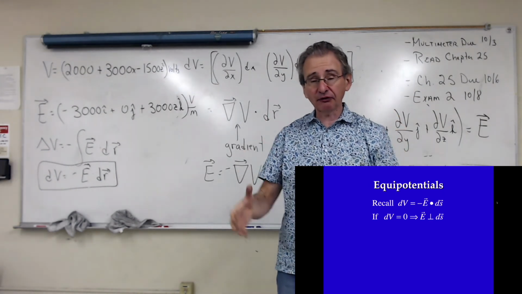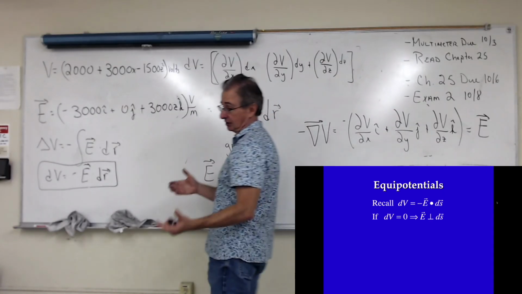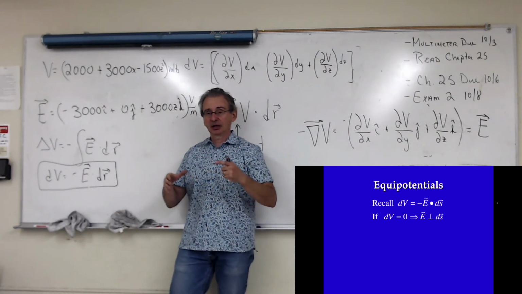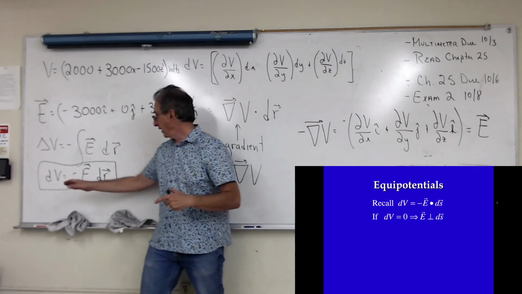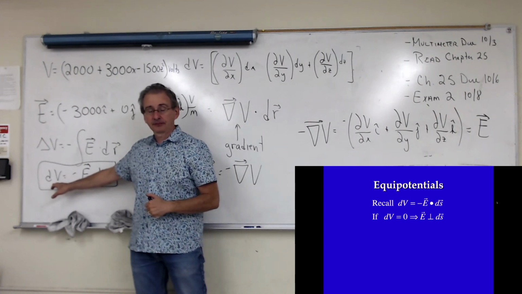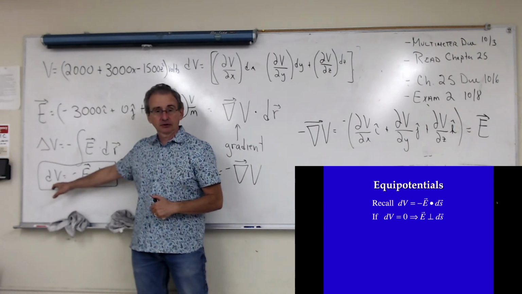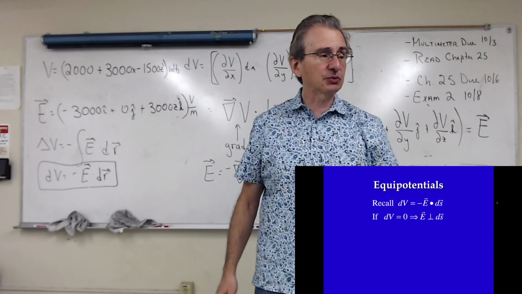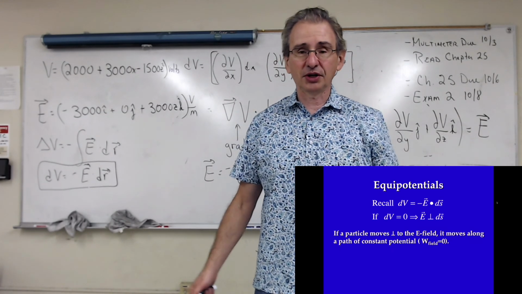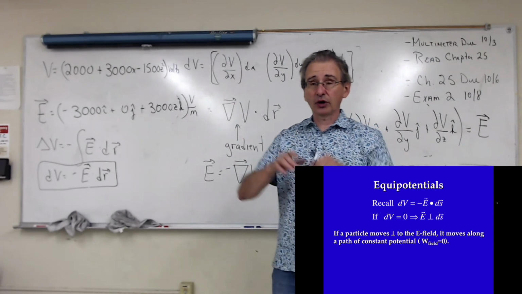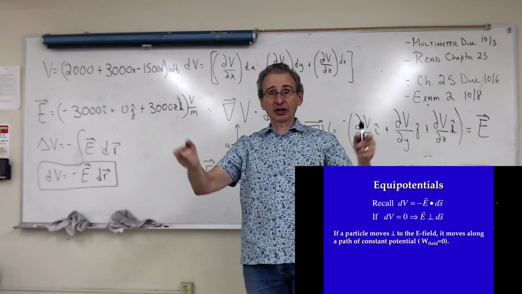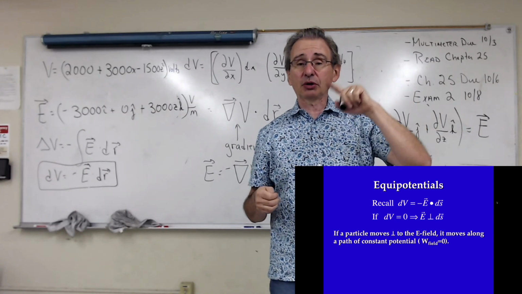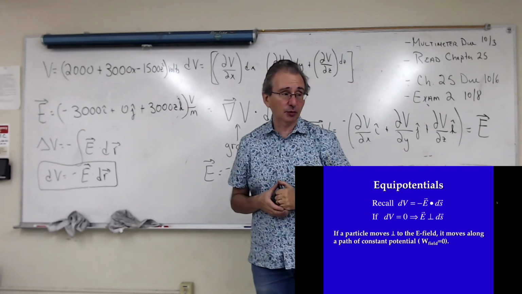You can find surfaces. It's not easy to do, but you can calculate surfaces in which V doesn't change for some sort of charge distribution. The easiest one to do is the point charge. So these surfaces where the potentials are equal to each other are called equipotentials. That means that no work is required to move the charge along an equipotential.